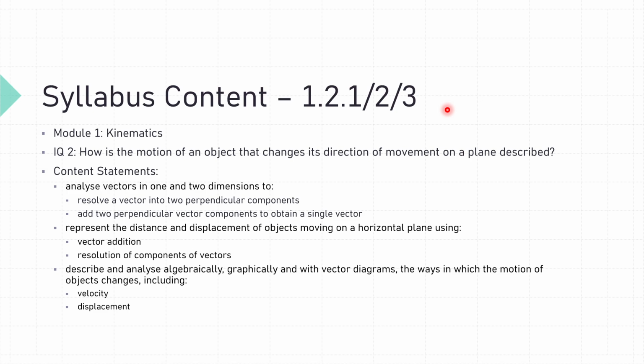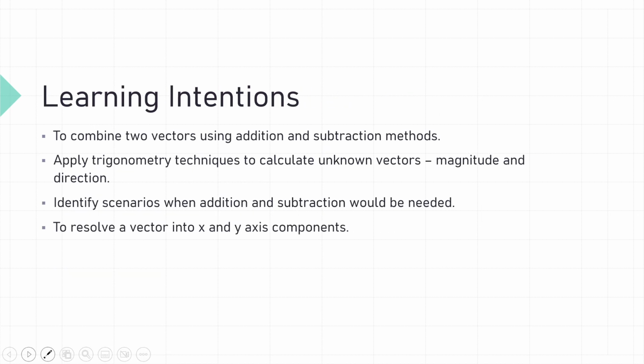Now, content statements 1, 2, and 3 are all quite similar by nature. Roughly all of them are saying that you need to have an understanding of how to analyze vectors, draw vectors, calculate with vectors when they are in two dimensions. So our learning intentions today, first off, is to be able to combine two vectors using addition and subtraction methods. Once we do combine two vectors and end up drawing what we call a resultant, you'll see that the vectors and the resultant form essentially a triangle.